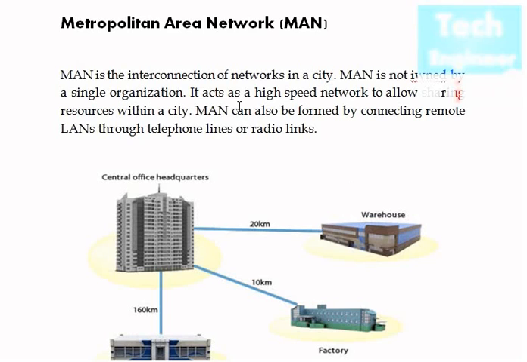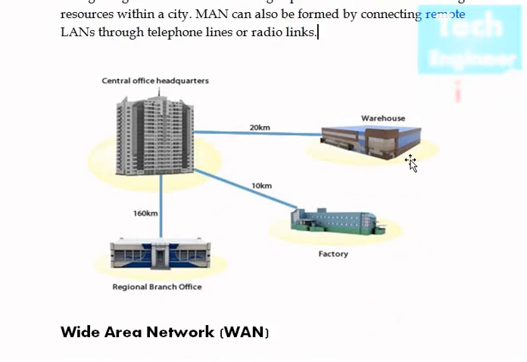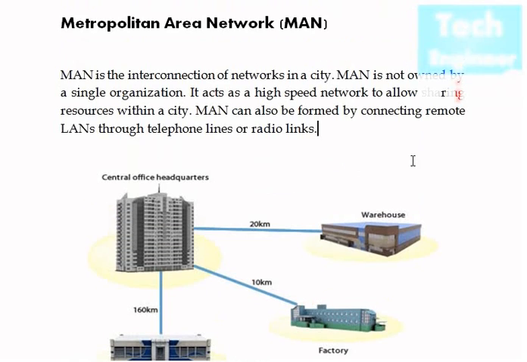The third, or the second one in most of the documentation, is known as the metropolitan area network, MAN. MAN is the interconnection of networks in a city. MAN is not owned by a single organization. It acts as a high-speed network to allow sharing of resources within a city. MAN can also be formed by connecting remote LANs through telephone lines or radio links. You can even take a local cable network as an example of a MAN.